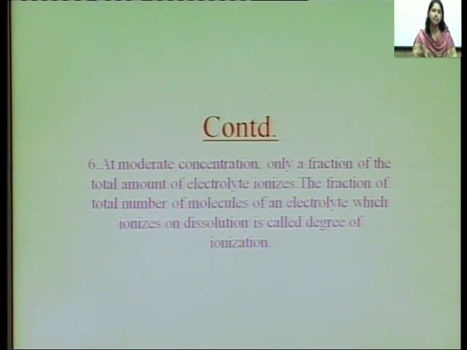So, degree of ionization is represented by the symbol alpha, which we can show as the number of molecules which dissociate over the total number of molecules. So, what is degree of ionization? This is the fraction of the total number of molecules which ionizes.